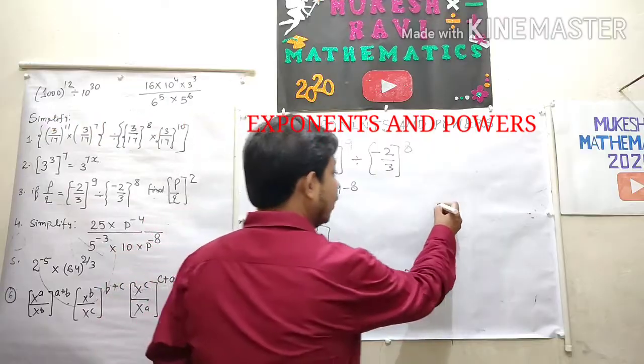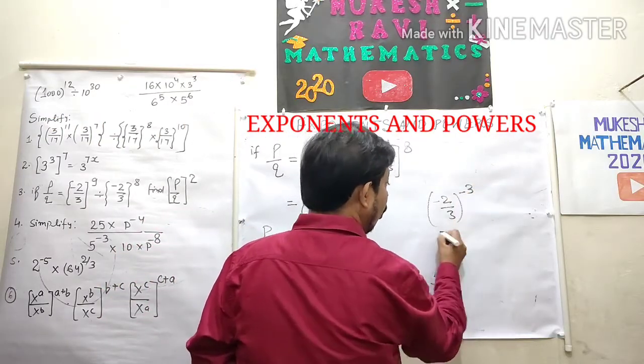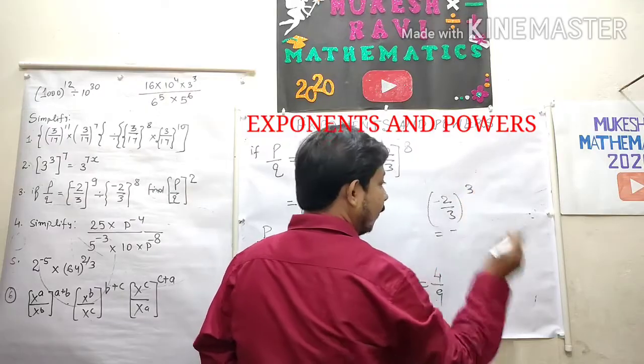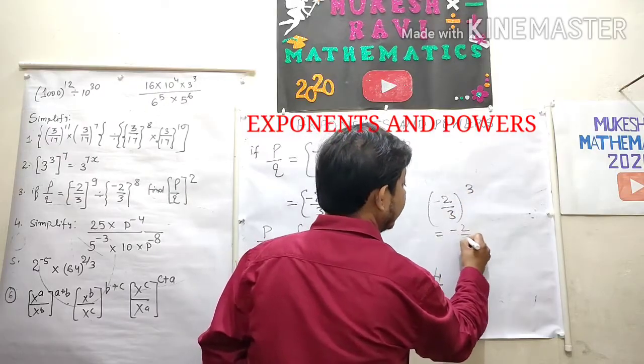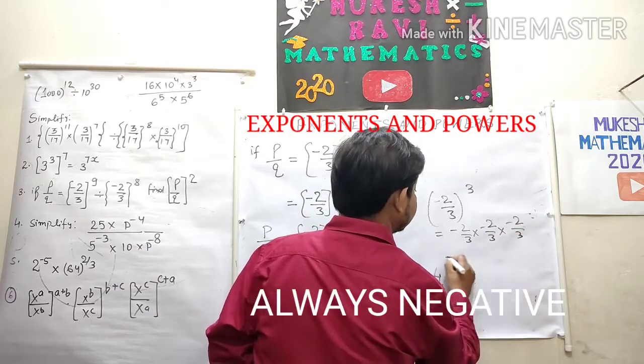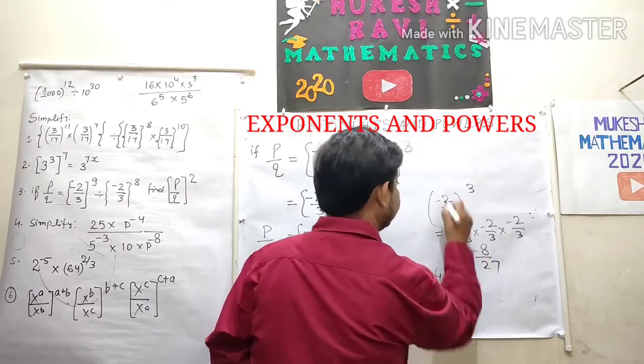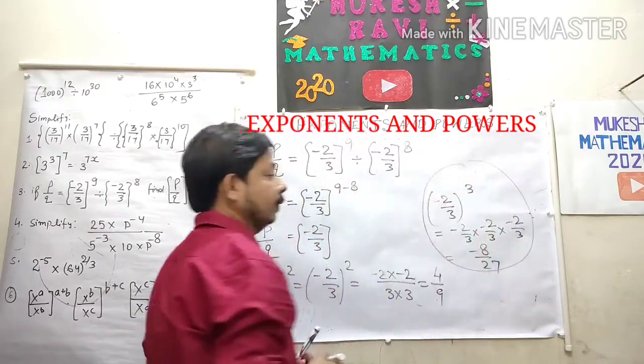But vice versa, when the base is negative and the power is odd, you always have a negative value. Minus 2 by 3 into minus 2 by 3, minus 2 by 3. So this is minus minus plus, plus minus minus, minus 8 upon 27. This is another example for the power.